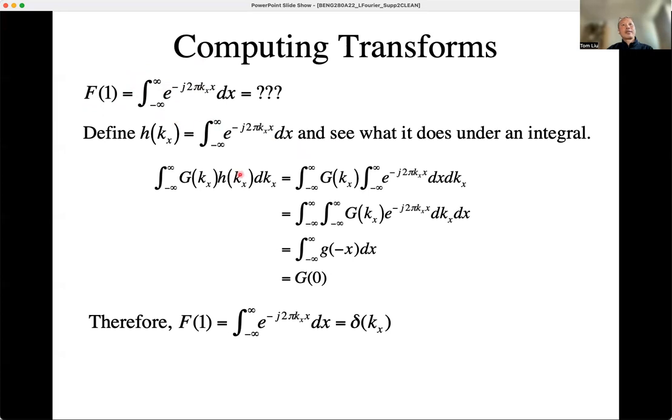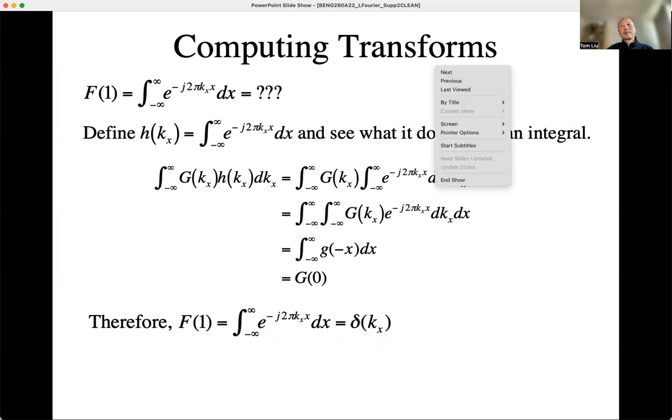It turns out that if we define h of kx as this function and we put it under an integral, it basically sifts out the value at kx equals 0 and gives you g of 0. So therefore, it acts like a delta function. And so we say that the Fourier transform of 1 is equal to the delta function. That's useful to keep in mind.